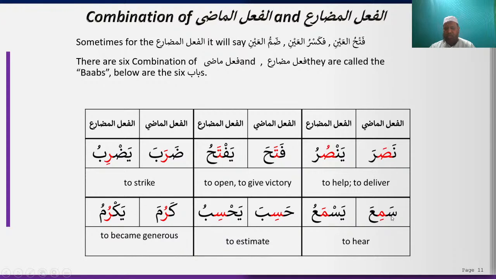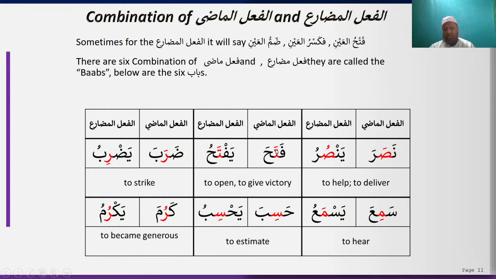Number 4, سمع يسمع. The عين الكلمة has a كسرة in فعل الماضي. Until now, there was no كسرة on the عين الكلمة in فعل الماضي. There's only this one, سمع. In فعل مضارع, عين الكلمة has a فتحة. So we only had one عين الكلمة with فتحة in فعل مضارع, which is يفتح.